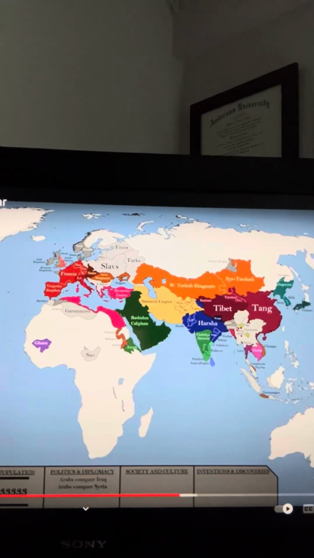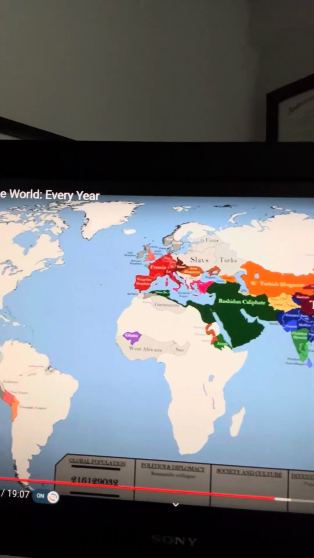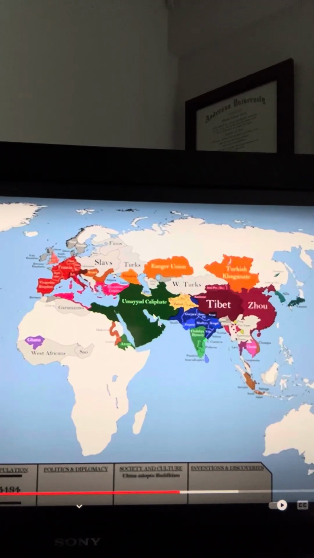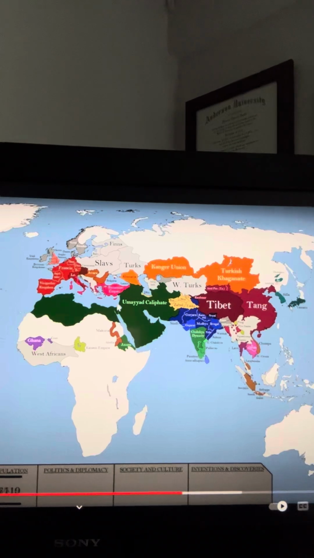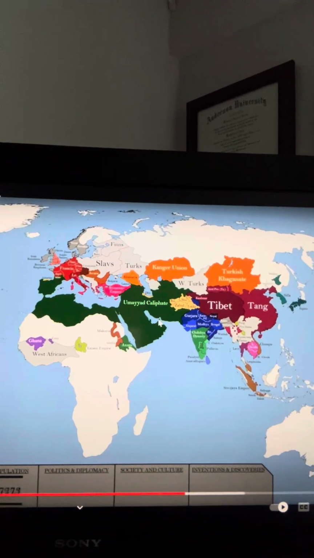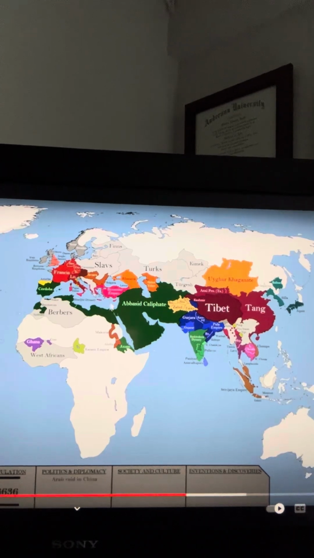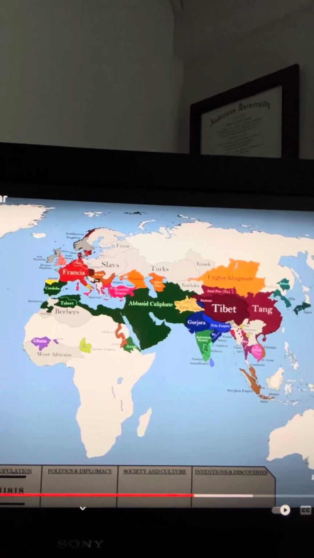And I'll continue this map forward. So we're looking at the 650s right now, and you can see the Umayyad Caliphate, the first caliphate or successors to Muhammad, established the biggest land empire to date, and then they're overthrown by the Abbasids.